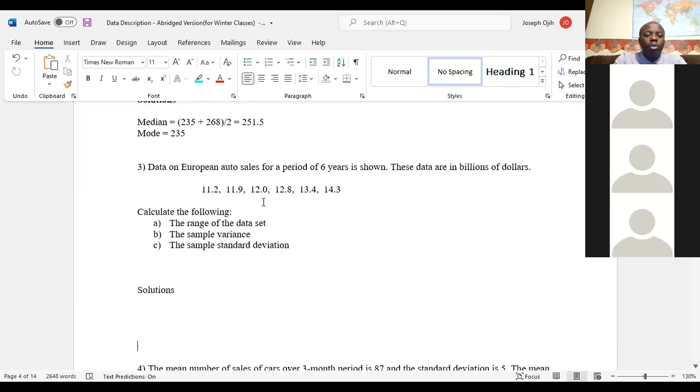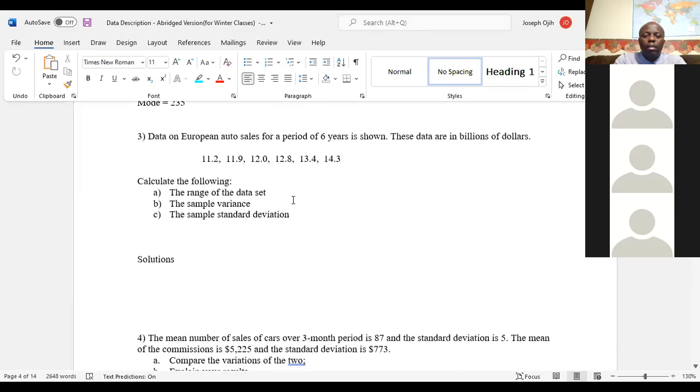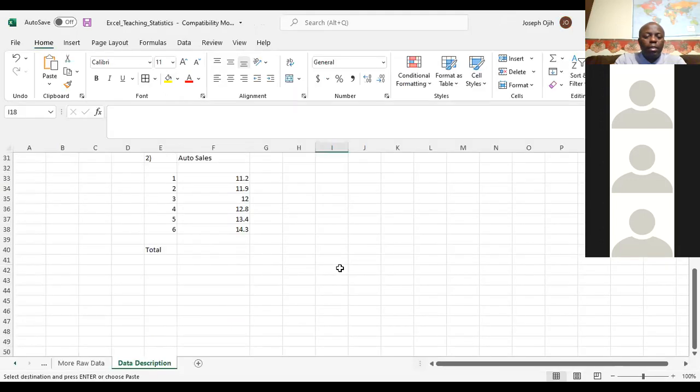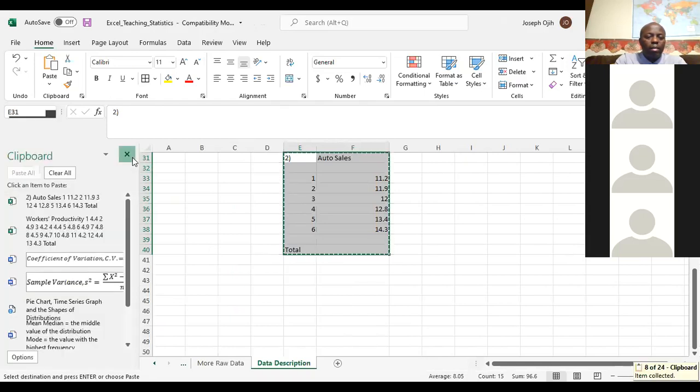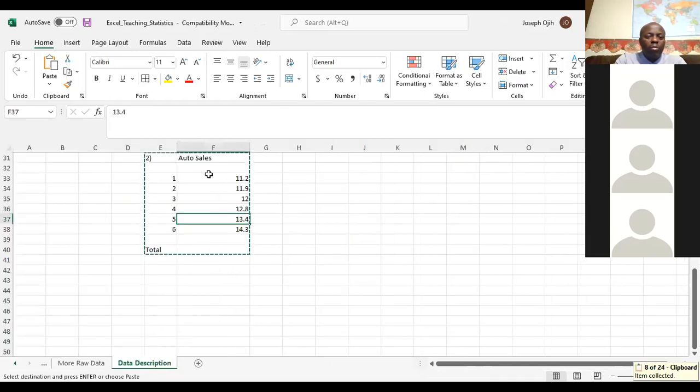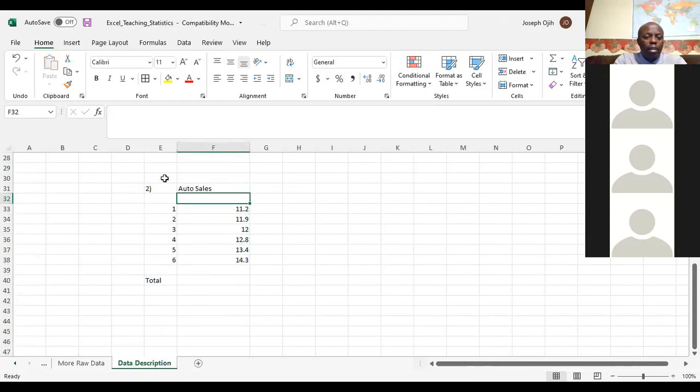Again, it's always good to put this in table form. So I can put it from where we have it in table form, and then place it here for you to see. So these are the auto sales. Oh, my mistake. Give me 1 minute. We need something else here. My mistake. Let me remove this too.